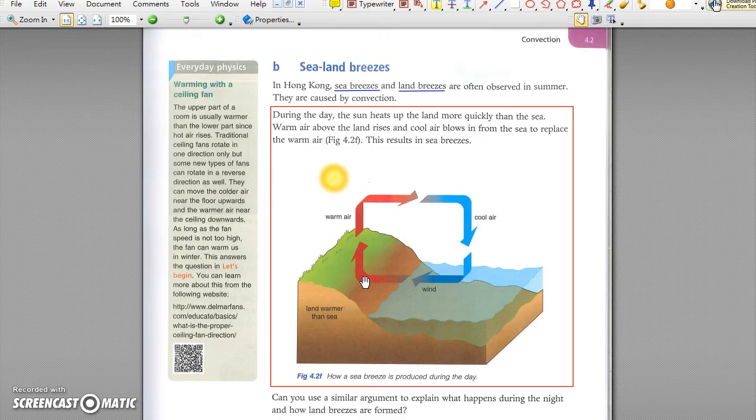The air above the land is warmed up by the hot land, and the air rises. The cooler air above the sea replaces the hot air above the land and produces an air current from the sea to the land. The convection current is completed as the rising warm air cools down and sinks over the sea.